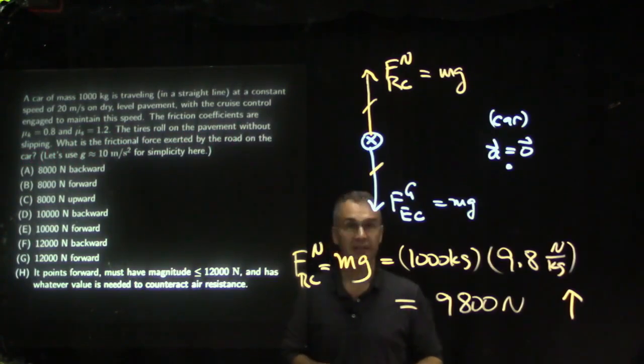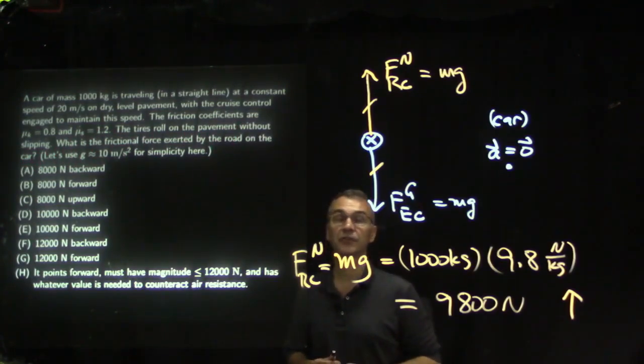Well, the car is moving at constant speed in a straight line, so there's no acceleration. And if we are ignoring air resistance, then we don't need any horizontal force whatsoever on the car. So I think the frictional force is 0.